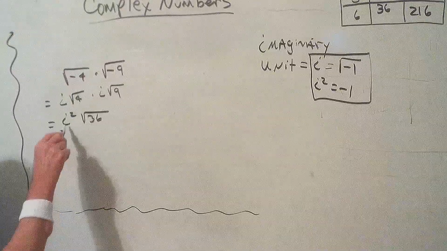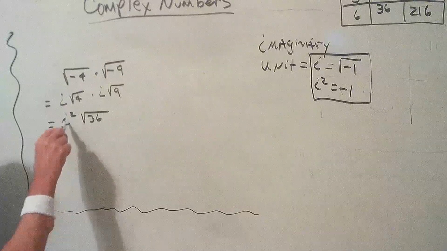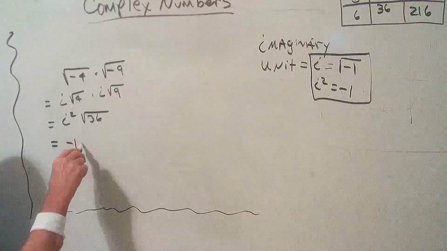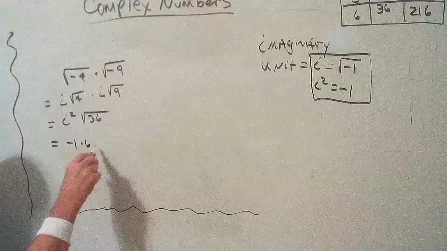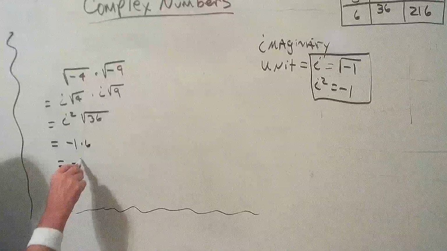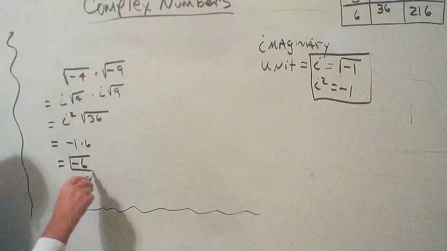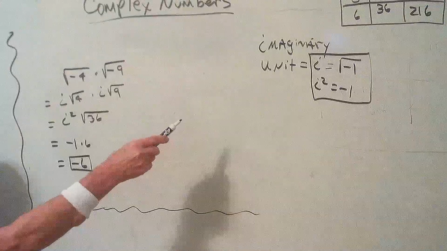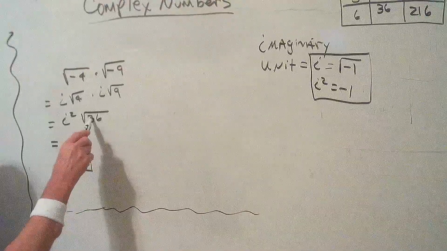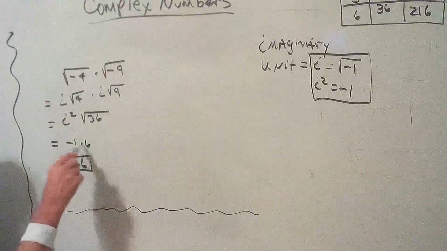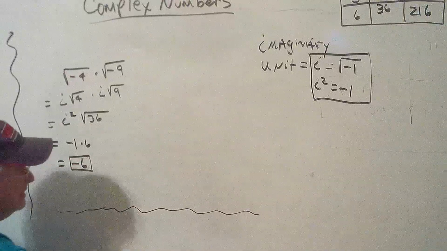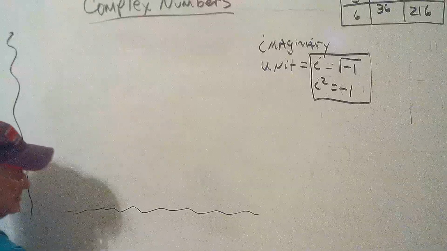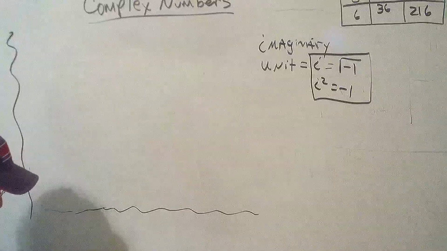So we have, now remember, I squared is -1, times the square root of 36, which is 6. So our answer here is -6. Okay, I squared is -1, the square root of 36 is 6, and -1 times 6 is -6. Okay, this is nothing more than procedure, just like everything in math, it seems like.